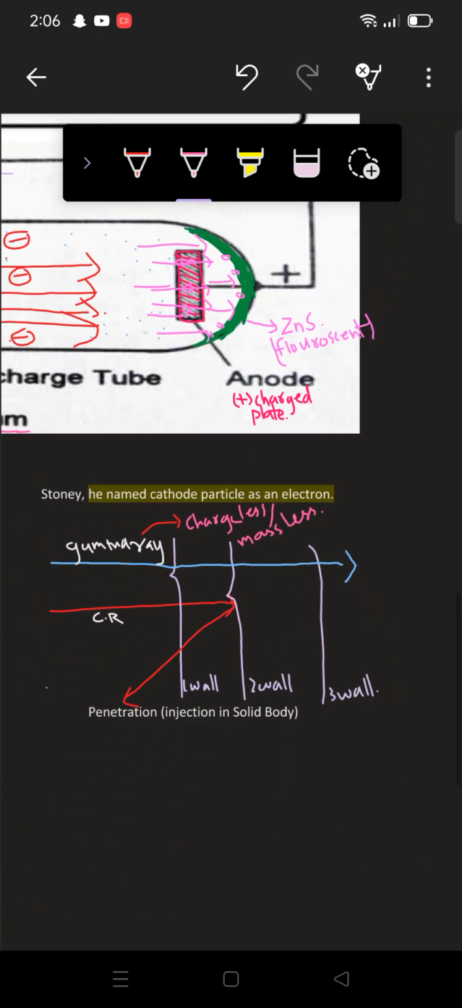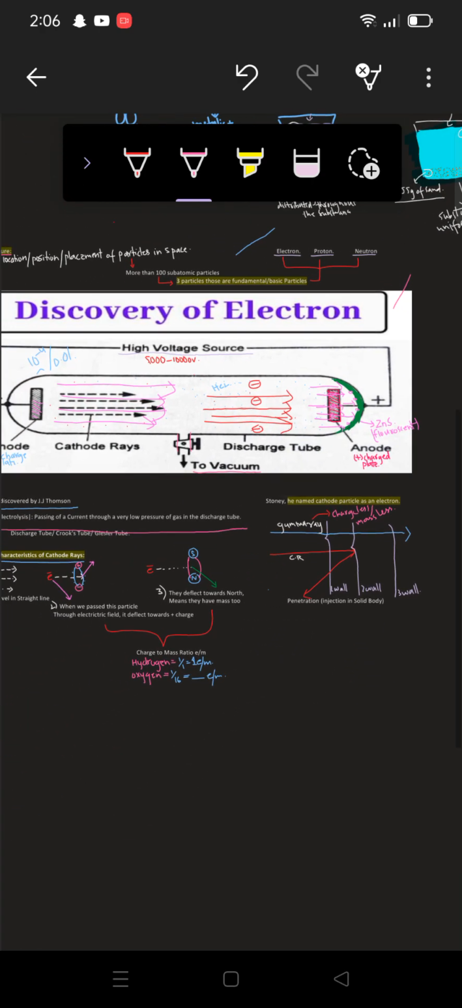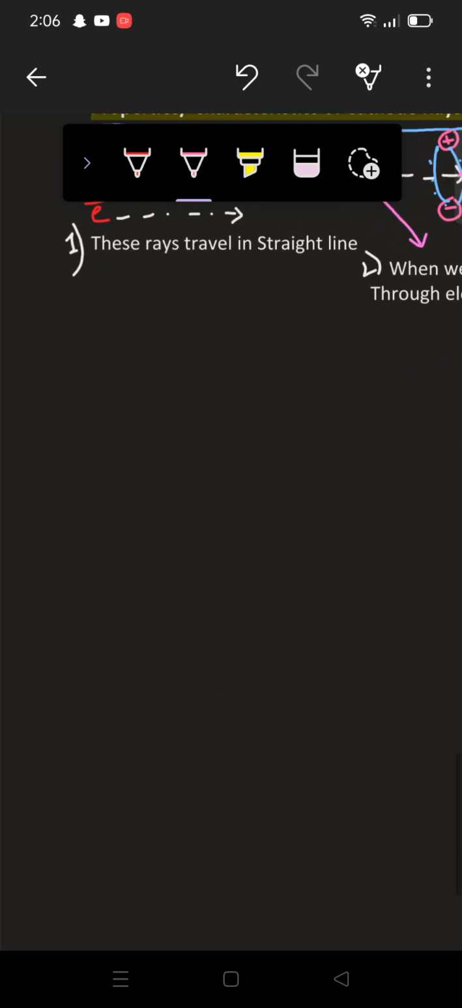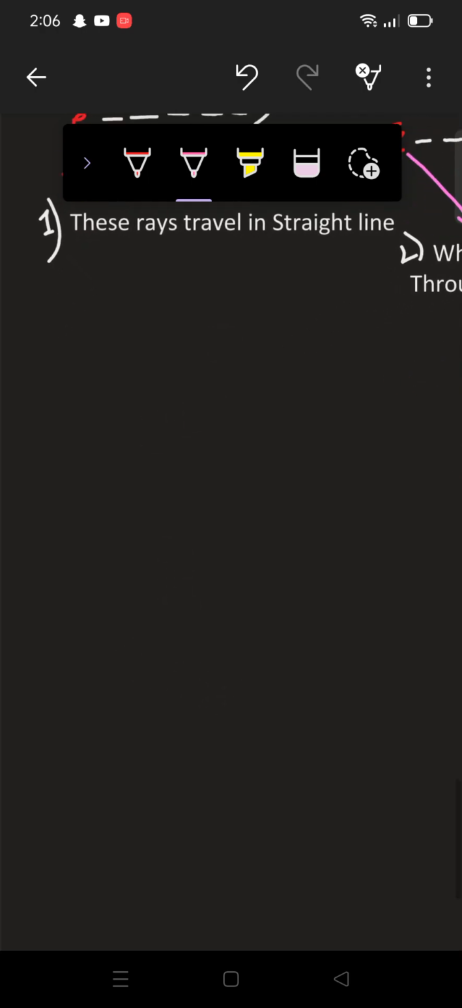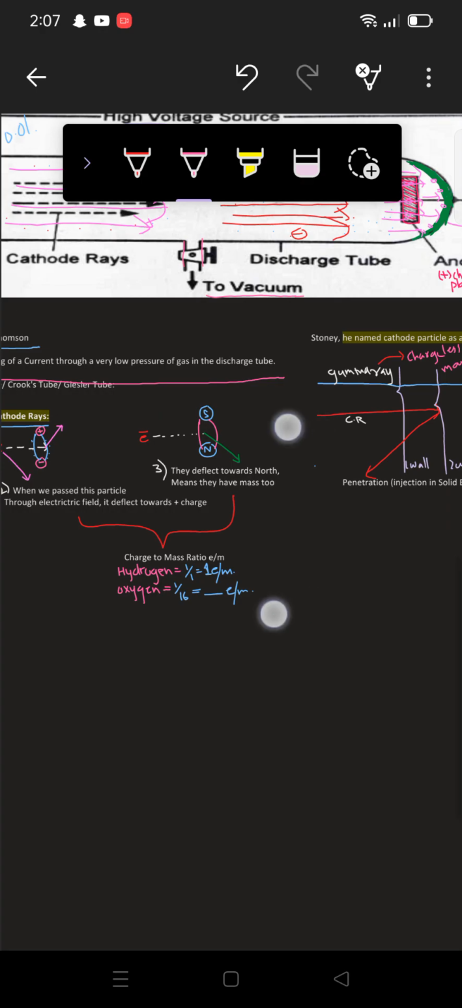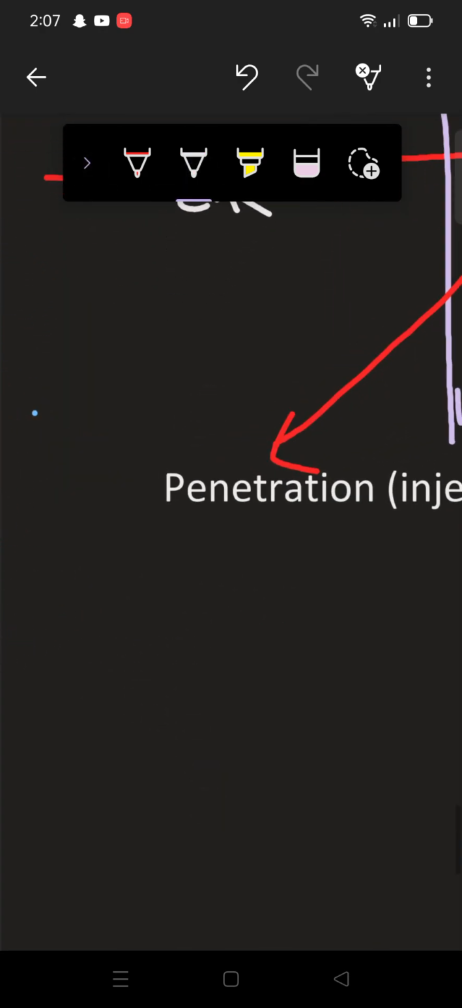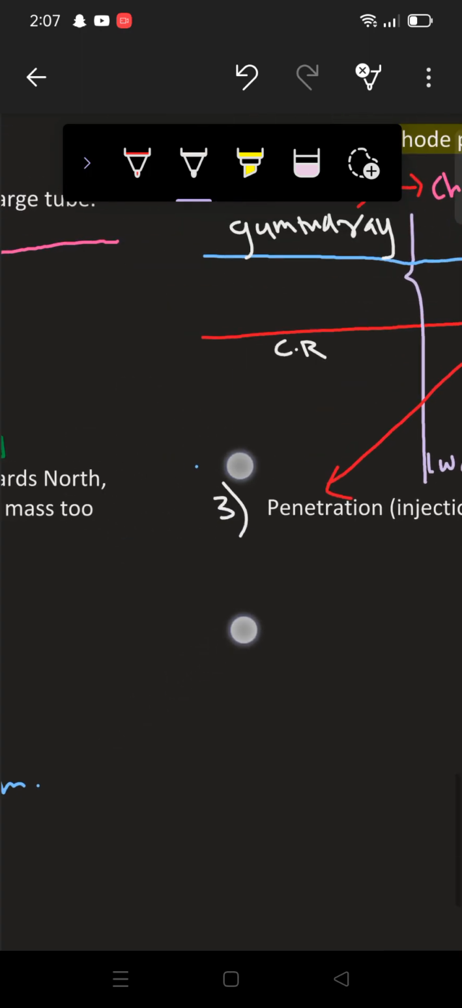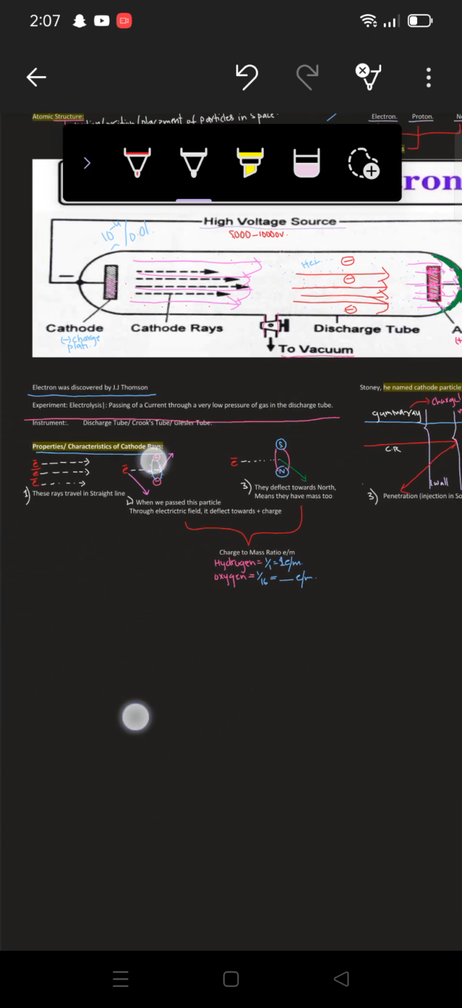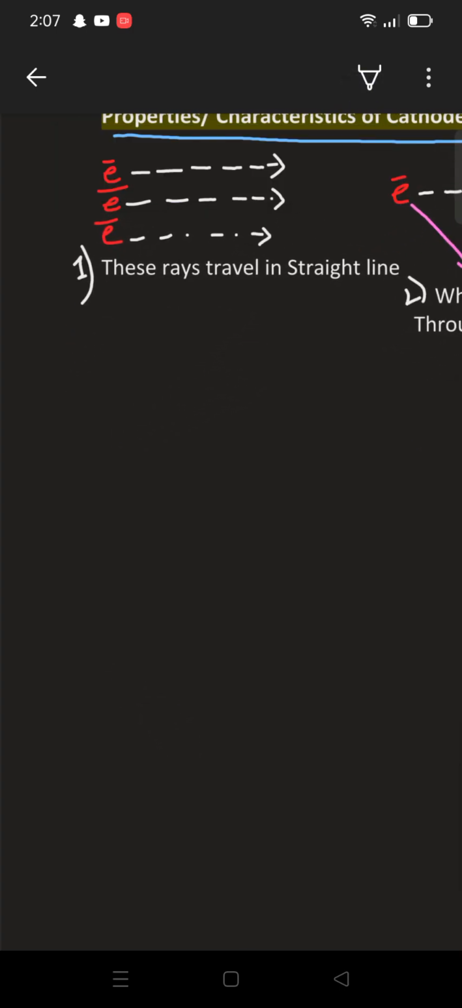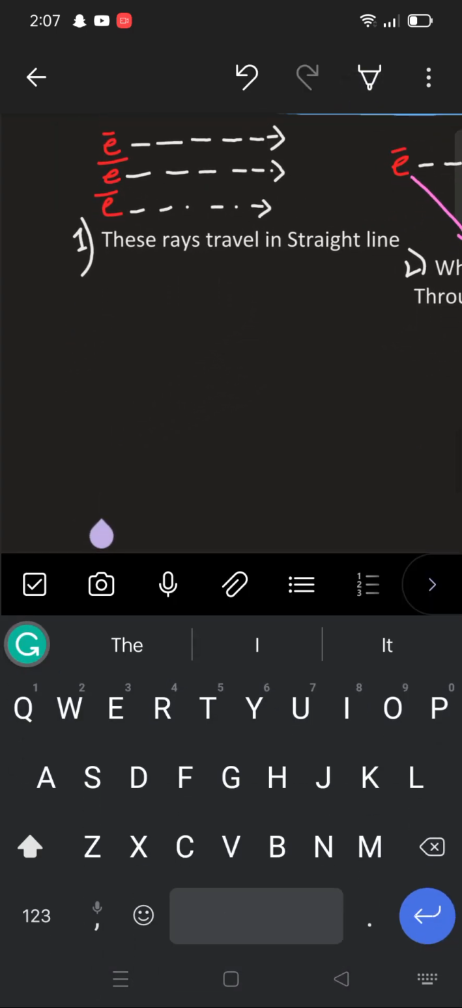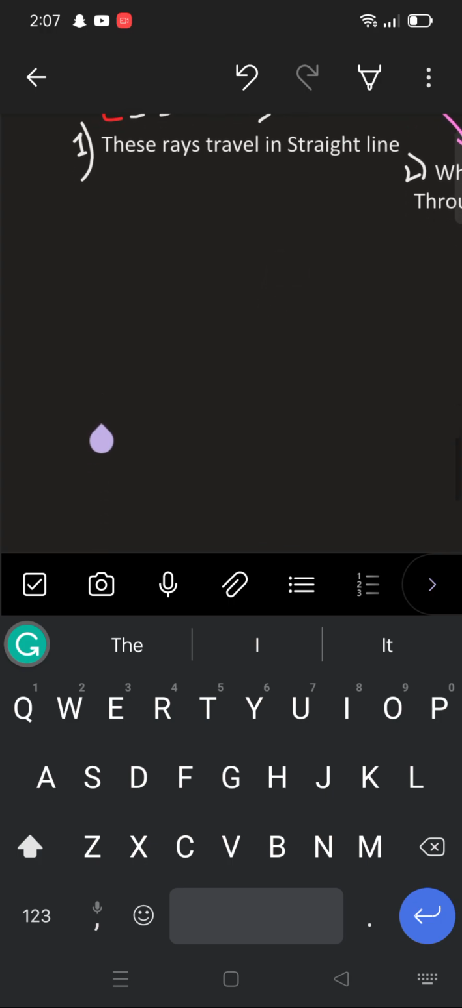Now we are going to discuss the ionization part, right? This was the third property. Let me write down the penetration part here. Now let's go and discuss the fourth property, which is ionization, right? So let me write here: ionization.